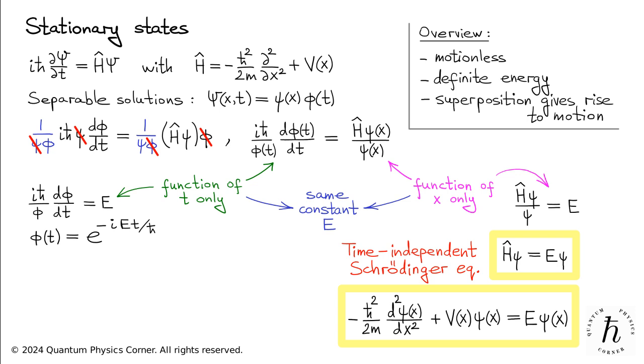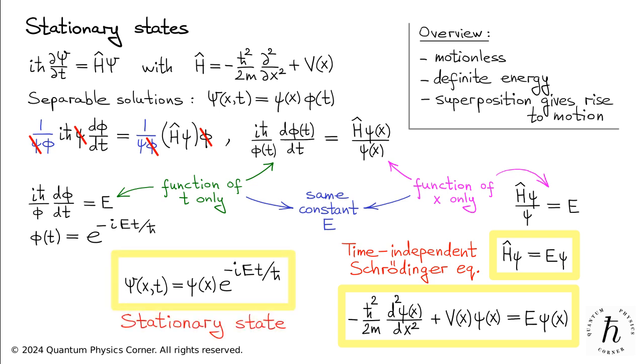So, let's summarize what we've learned. If we find a function psi of x that satisfies the time-independent Schrödinger equation for a specific potential V of x, then multiplying this function by the previously found time-dependent complex exponential gives us a separable solution to the original time-dependent Schrödinger equation. Separable solutions of this type are known as stationary states. We will shortly explore their physical properties and see how they can provide both qualitative and quantitative insights into quantum motion.